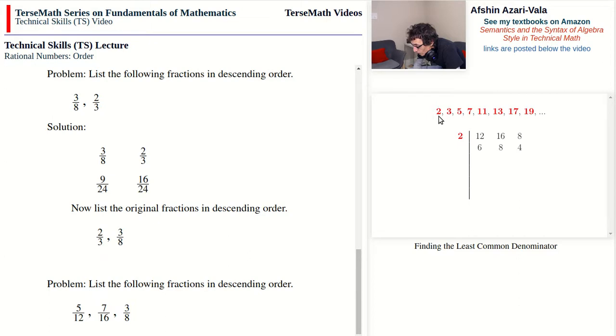Then we go back to prime number 2 and ask ourselves, can we use 2 again? And the answer is yes. 6, 8, and 4 are all divisible by 2. So we divide them by 2 again and put down 3, 4, and 2. So 6 divided by 2 is 3, 8 divided by 2 is 4, and 4 divided by 2 is 2. We can use 2 again because although it doesn't work for 3, it does work for 4 and 2.